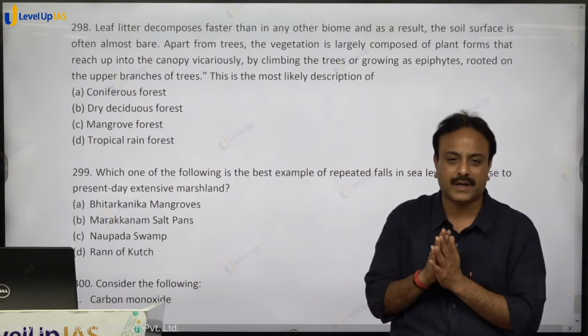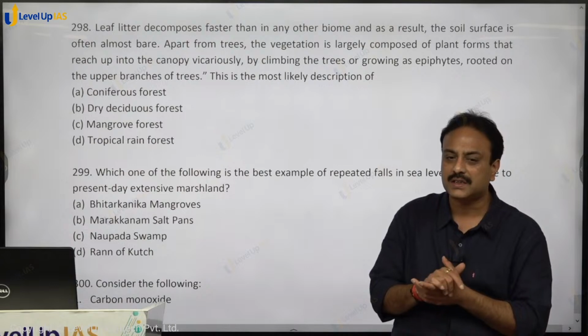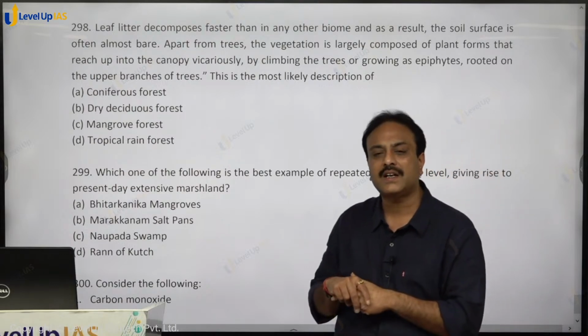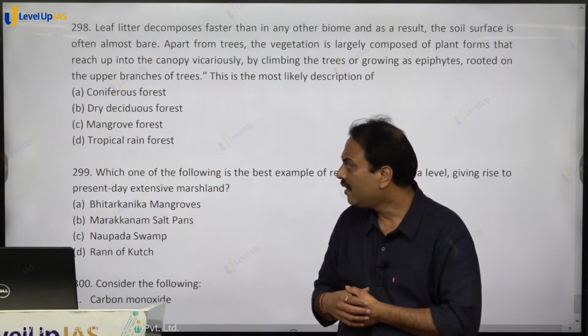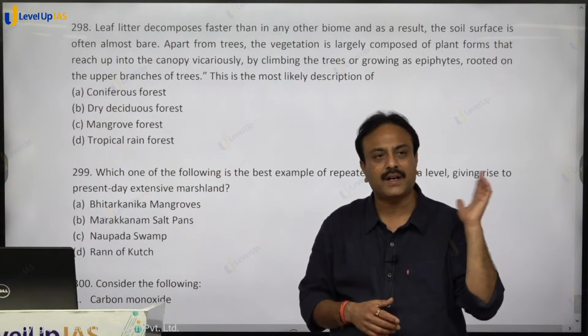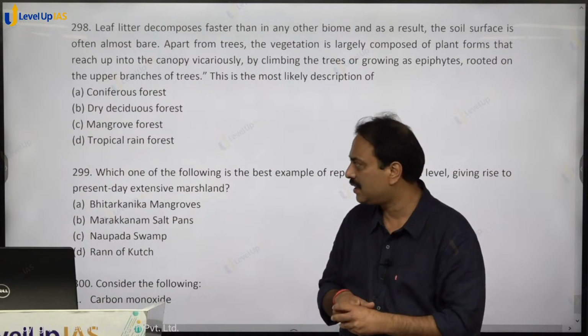Coniferous forest mein what will be there? You will be having a conical canopy of the trees. Why conical canopy? That is a natural adaptation to fight heavy snowfall. Dry deciduous forests as we find in the northern plains of India, that is deciduous forests.